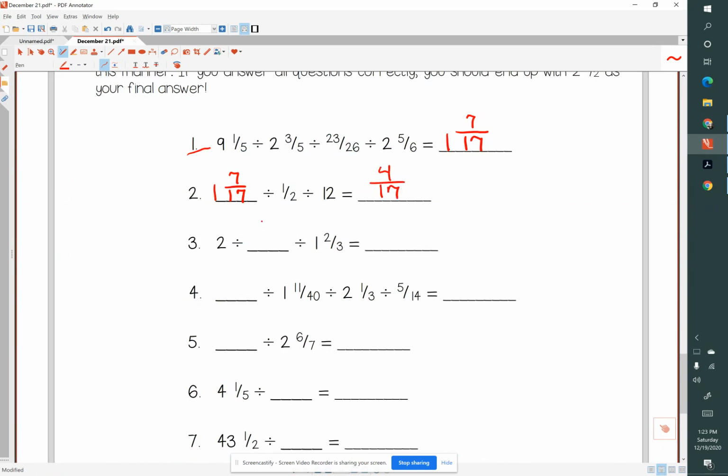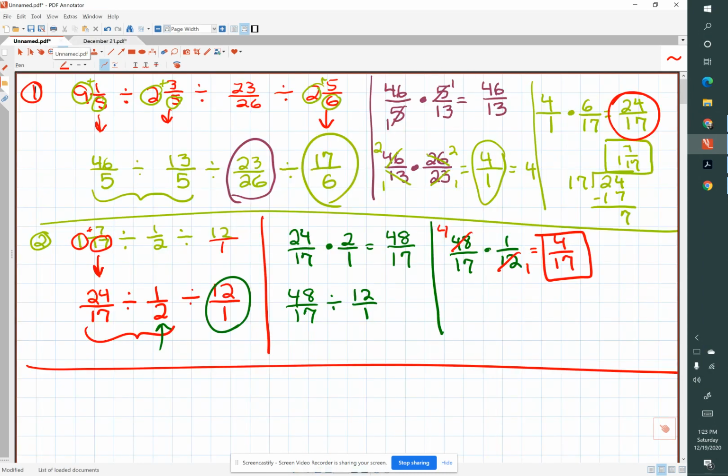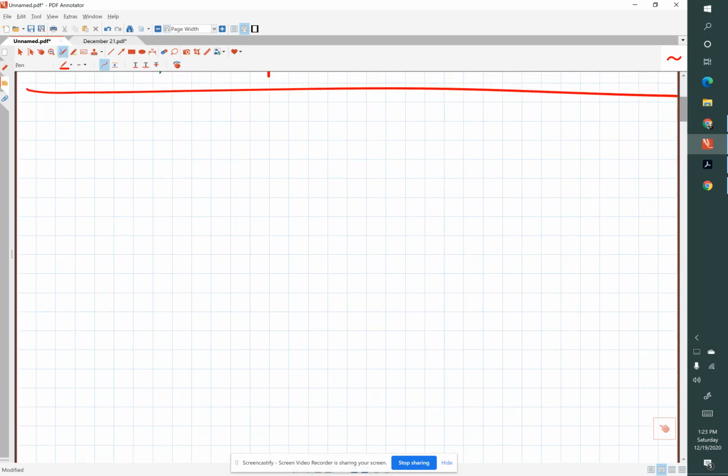And we'll put that on the next line for number 3. And let's work with our scrap paper here, or our workbook paper. So number 3, 2 divided by 4/17 divided by 1 2/3. So we will do some conversions here. 2, we will call that 2/1 divided by 4/17 divided by 3 times 1 is 3 plus 2 is 5/3.